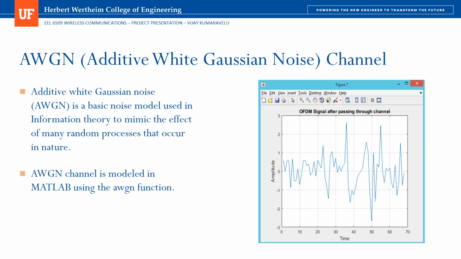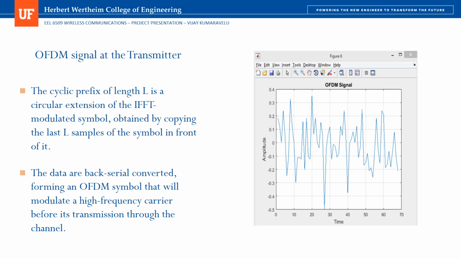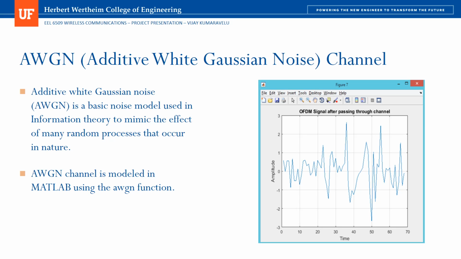As you can see here, to the right of your screen, this is the OFDM signal after passing through the channel. Here is the OFDM signal before passing through the channel, that is after the cyclic prefix is added. This is the OFDM signal, and you can see the OFDM signal after it passes through the channel. As you can see, there are considerable variations in amplitude, and this can be considered as the noise in the AWGN channel. So these are some of the considerations that wireless system designers need to take into account, and make sure that noise does not affect the signal to noise ratio of our signal.